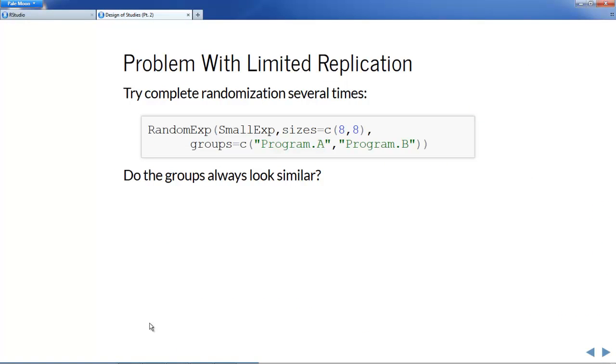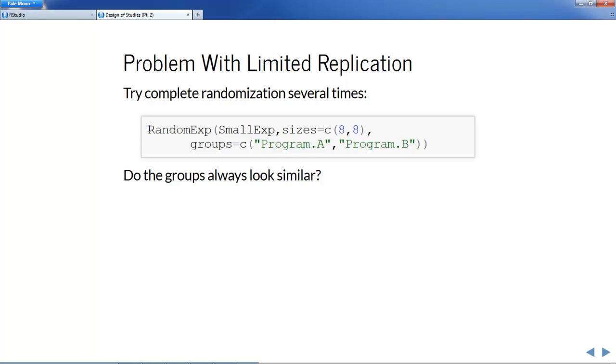Now, you could try a complete randomization for your group of subjects, so you might decide to randomize them into 2 groups of size 8 each, and the first group would be given Program A to work with for some period of time, and the second group would be given Program B to work with for some period of time. And then at the end of that time period, you might measure the increase in strength for each person and compare the average increase in strength for the 2 groups. So of course that could be done with the randomexp command.